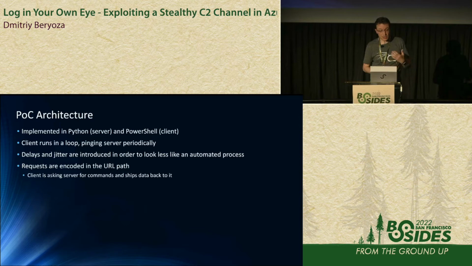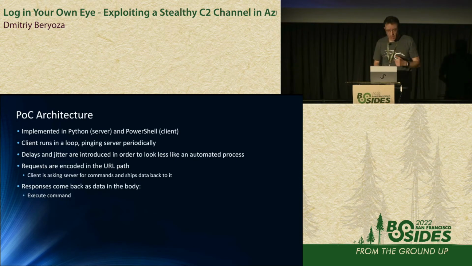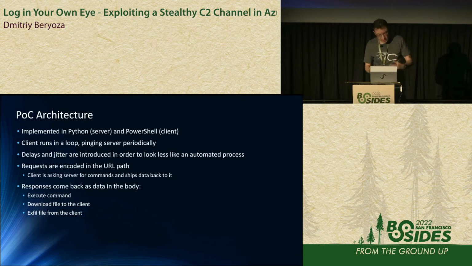Requests are encoded as part of a URL path, just as a parameter in the URL path. So the client pings the server asking for instructions and ships back to the server the data that it found, let's say some private data. And responses come in the body of the GET requests that come back. It could be a command to execute, a file to download, or a command to exfiltrate something from the client.